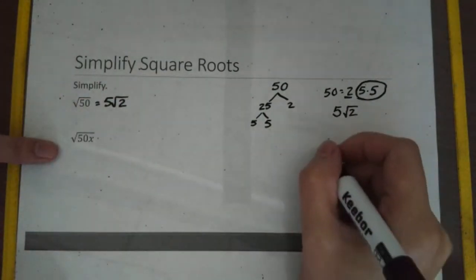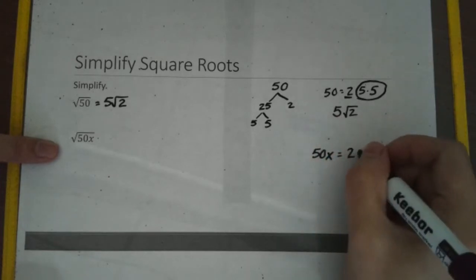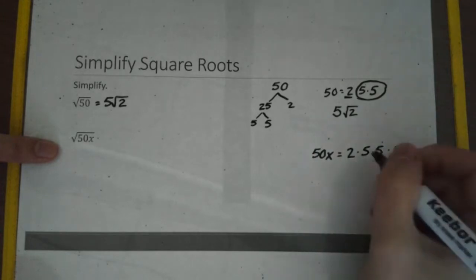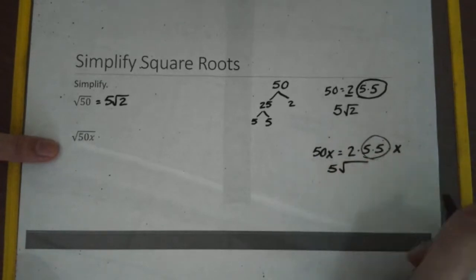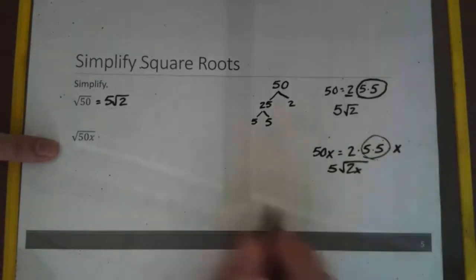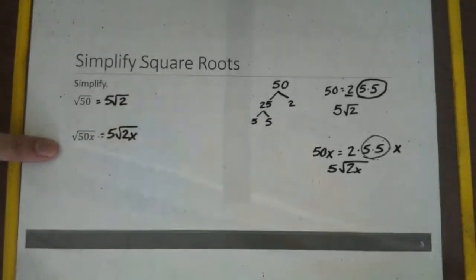The square root of 50x, we're going to see something very similar, because 50x will be 2 times 5 times 5 times x. We still have that pair of 5s, so we get a 5 out front. Under the radical, we still have 2 times x, or 2x. So this simplifies to 5 times the square root of 2x.